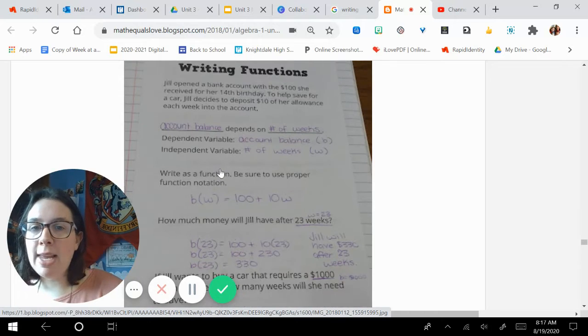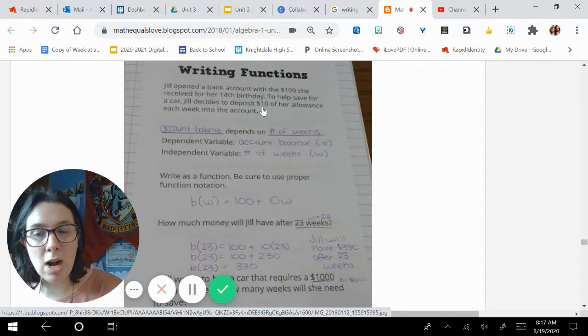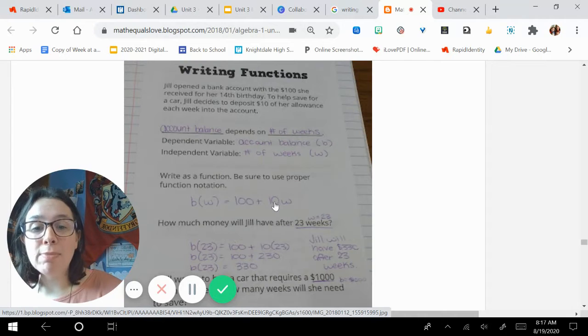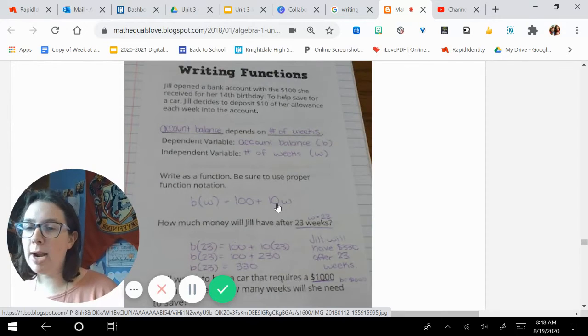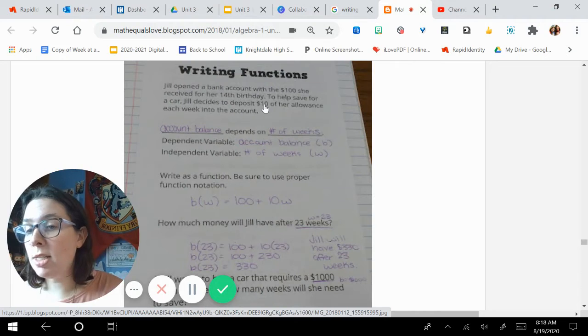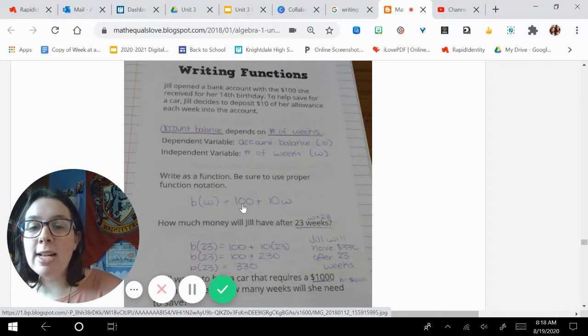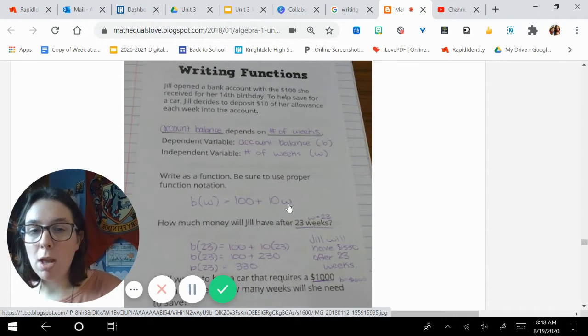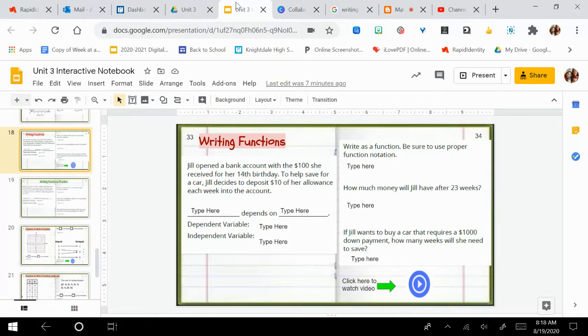Okay, so what's happening every week? She is depositing $10. So is that a positive number or a negative number if I deposit? That's positive. Withdraw would be a negative. So that's 10W. You can put it behind, but you can't put 10W first. It's up to you, however you like to write it. So 10W, and does she start with any money or does she not start with money? She starts with $100. It says she deposits that in her account. So that is $100 plus $10 every week, so 10 times W. So there's our equation. Okay, make sure I got all that.